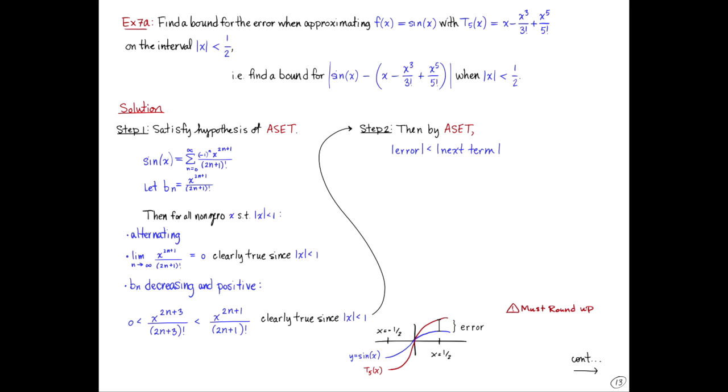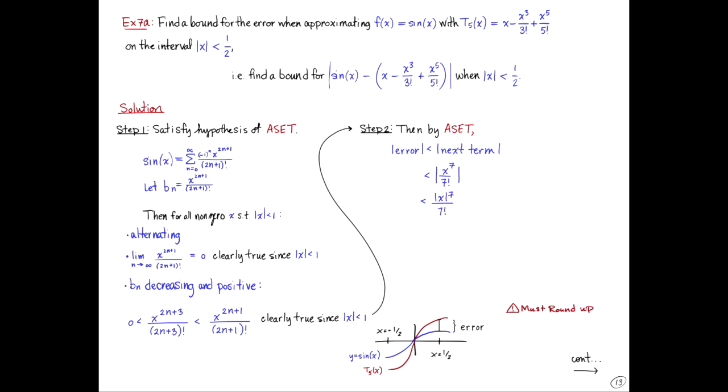Now that we've satisfied the hypotheses of the alternating series estimation theorem, we can apply it by saying the size of the error is going to be less than the size of the next term. The last term that we used in our approximation is x to the 5th over 5 factorial. So the next term is x to the 7th over 7 factorial. This is going to be less than the absolute value of x raised to the 7th power over 7 factorial.